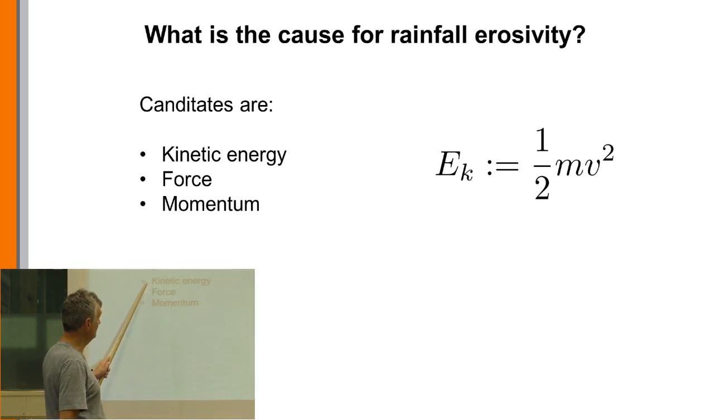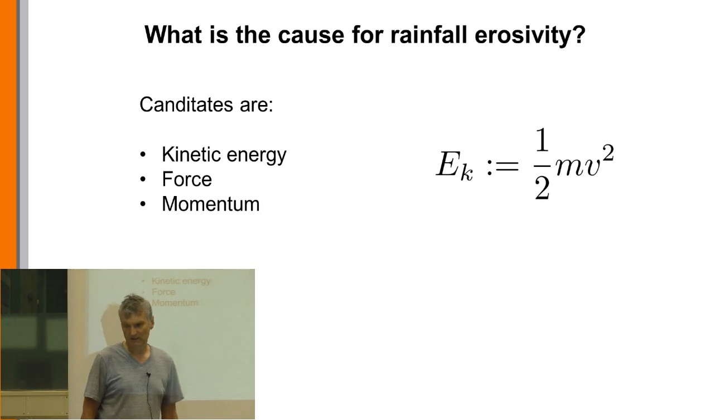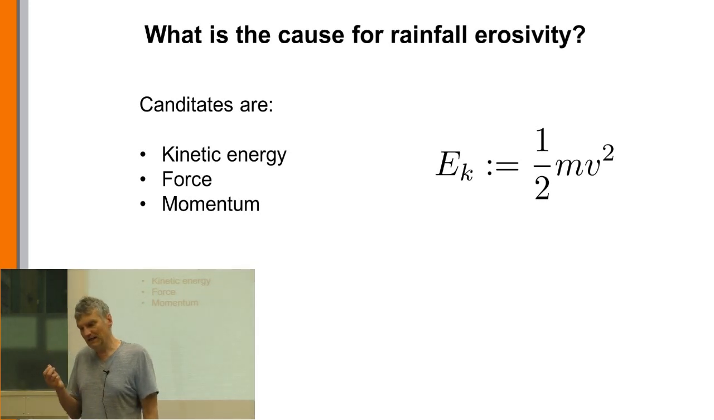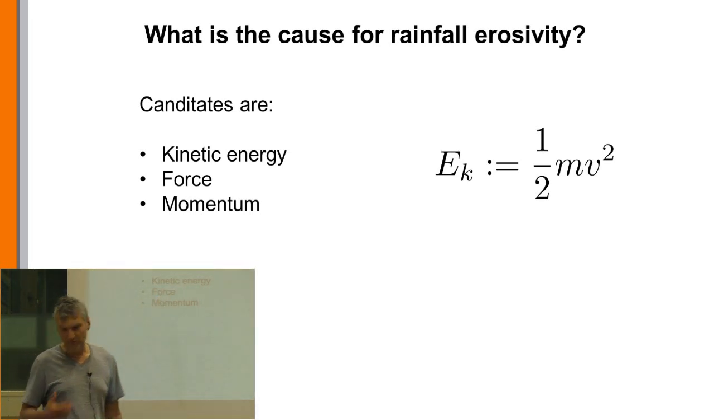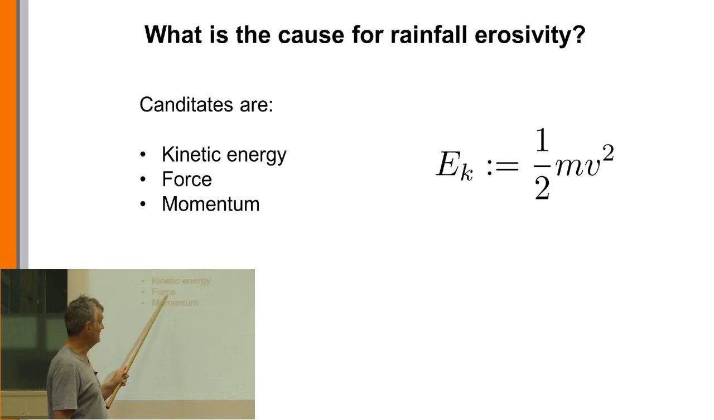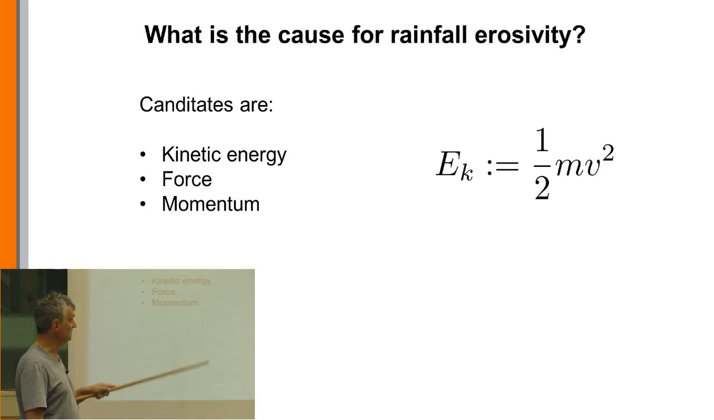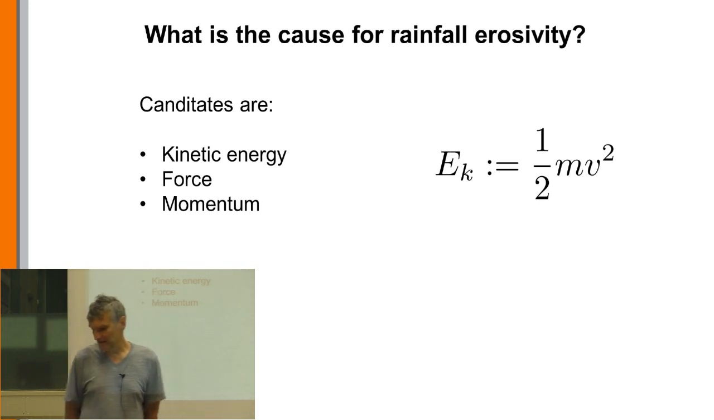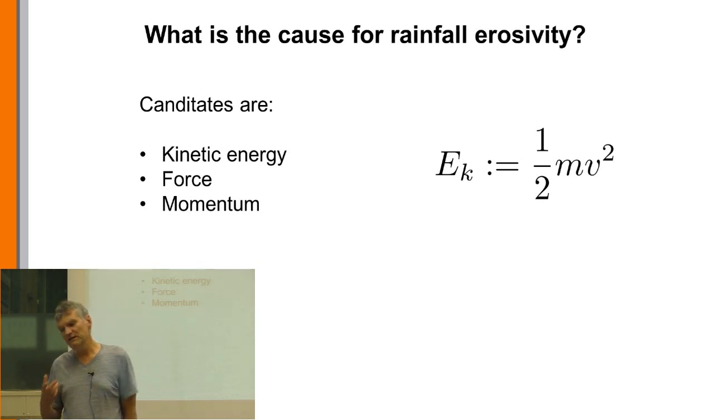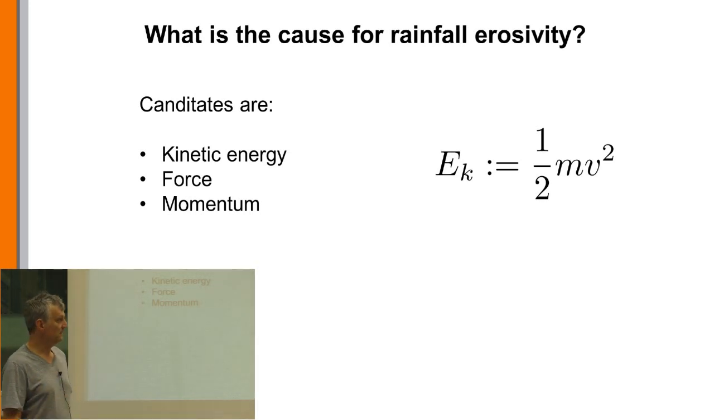First of all, we can think that it's the kinetic energy of a raindrop which decides whether it erodes the soil or not. The next thing is, from physics we know the concept of force. It could be the force which is acting through a raindrop on the soil. And the third thing is momentum, which is mass times velocity, which could be the reason for rainfall erosivity.